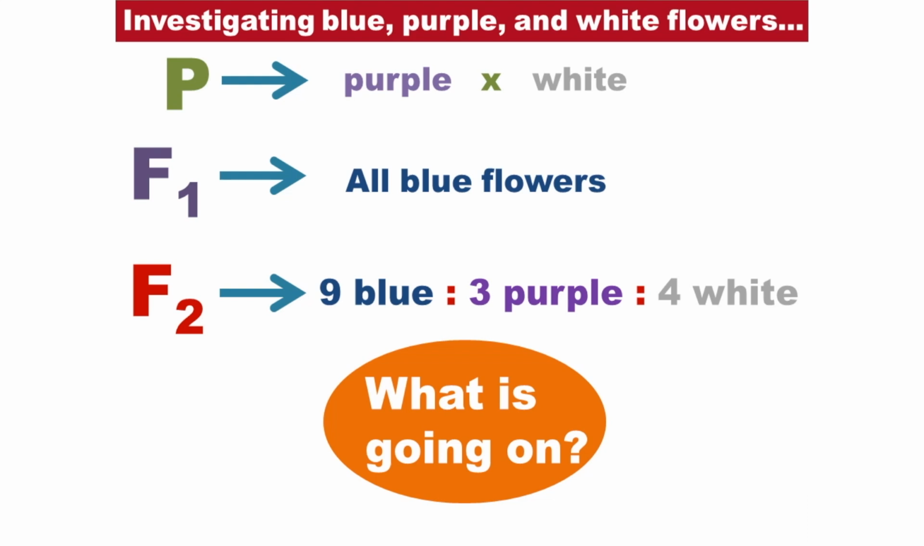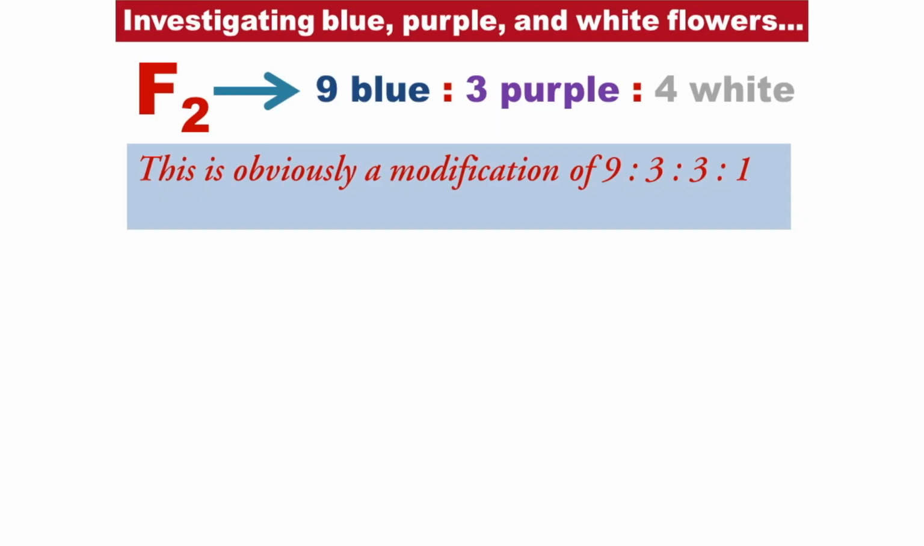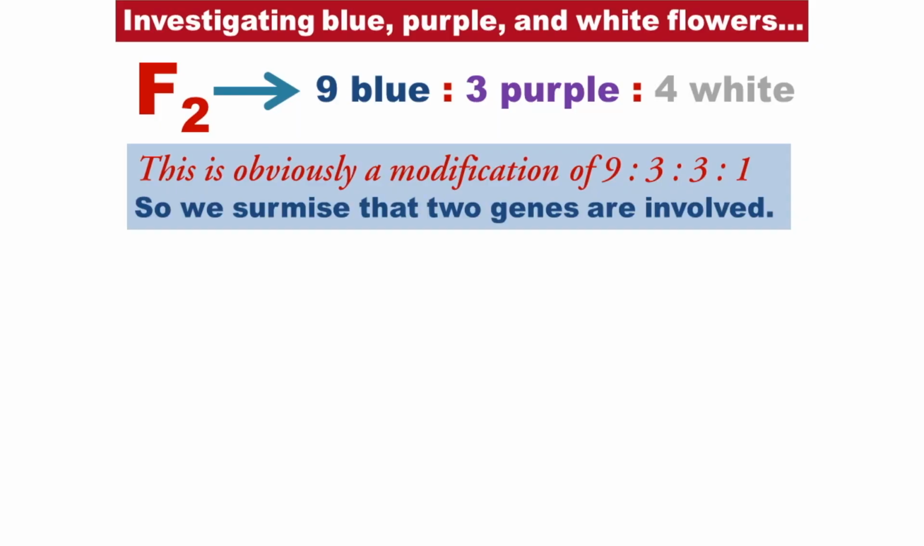We find that when we cross those F1s, the blue flowers, we get a ratio of about 9 blue to 3 purple to 4 white. We want to know what's going on. Well, given that these ratios, as you can see, are some modification of 9 to 3 to 3 to 1, it's not really obvious, but we say there's probably 2 genes involved.